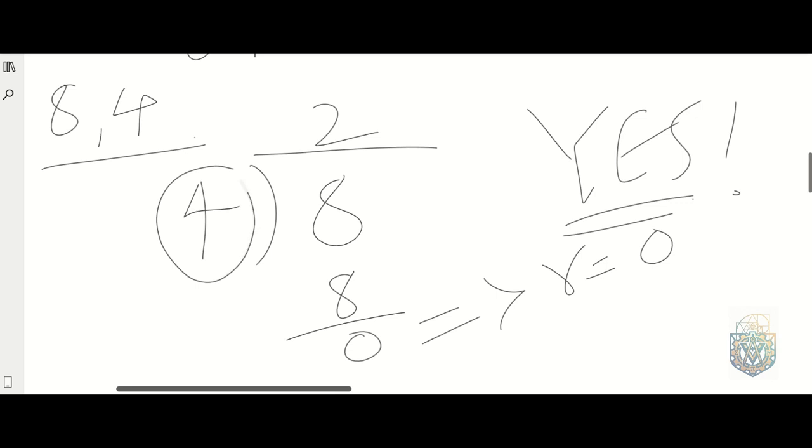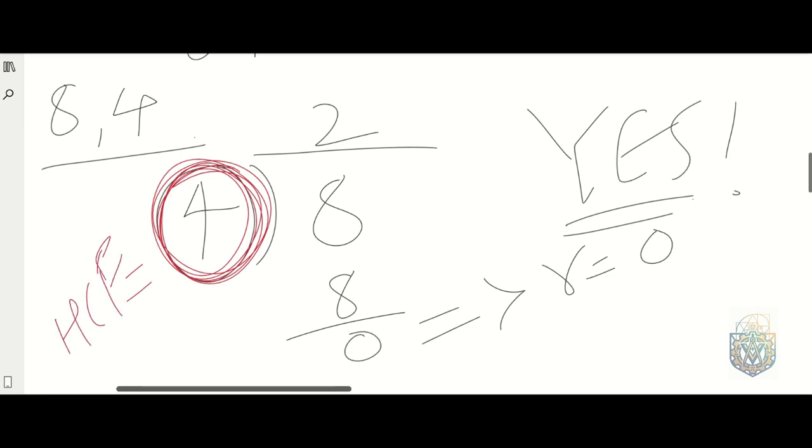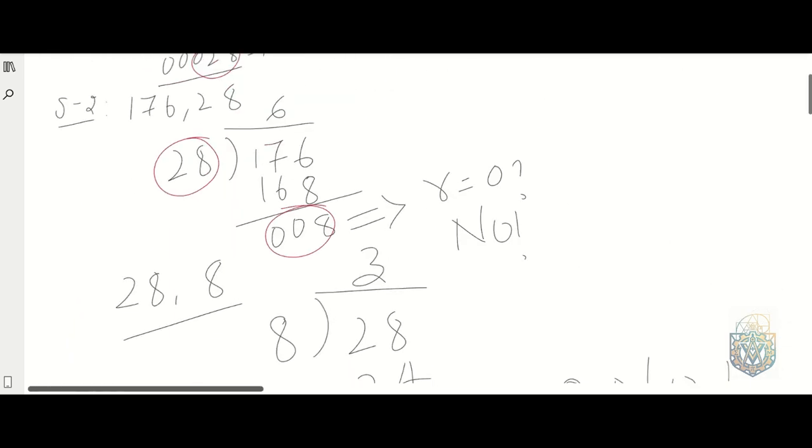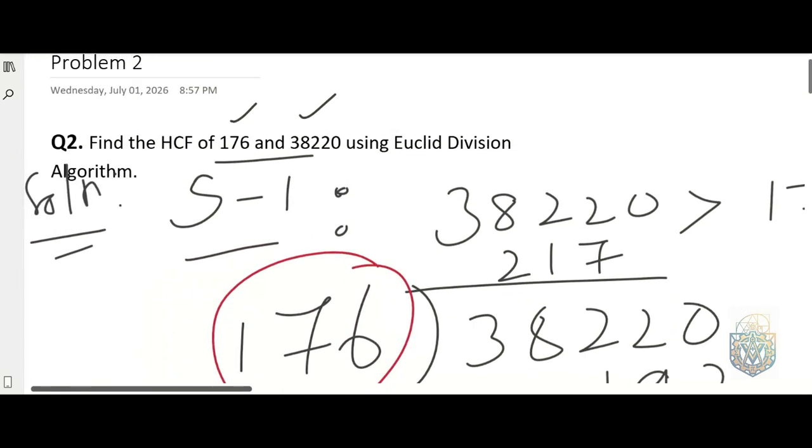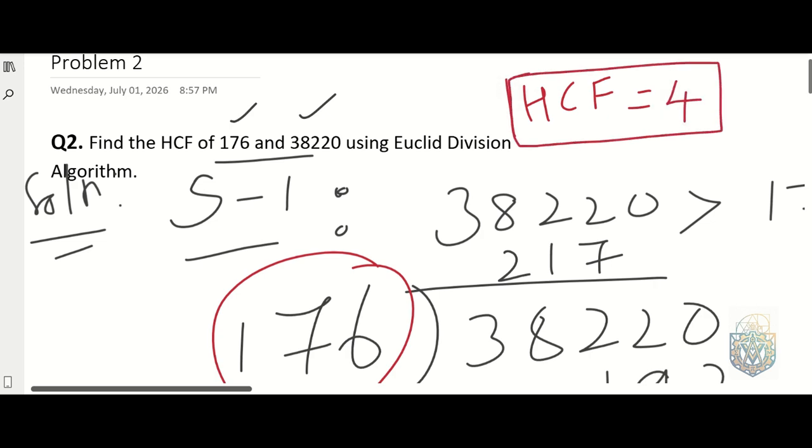So the final divisor which I get will be the HCF of the question. So what was the question? If I go back to the question, they have asked to find the HCF of 176 and 38220. So the HCF of 176 and 38220 is equal to 4. This is the answer. I hope the things are clear.